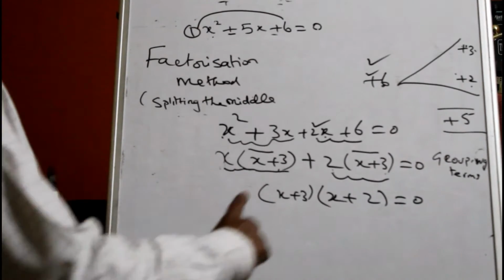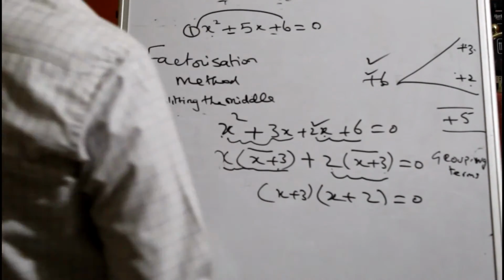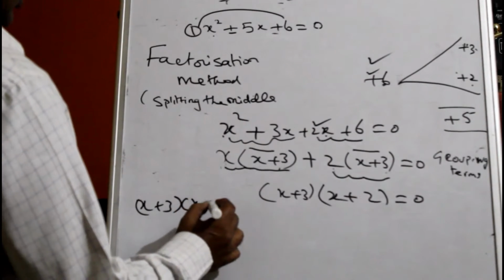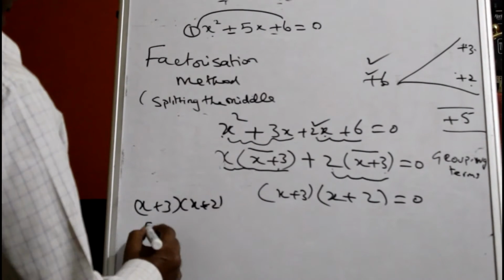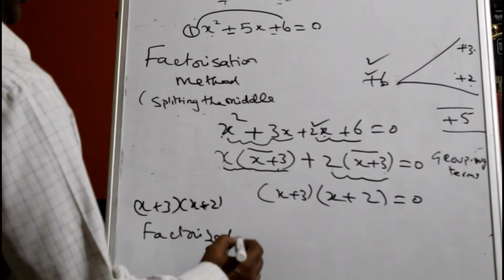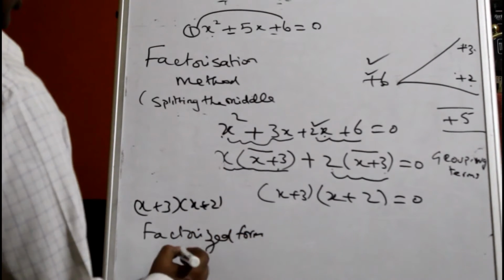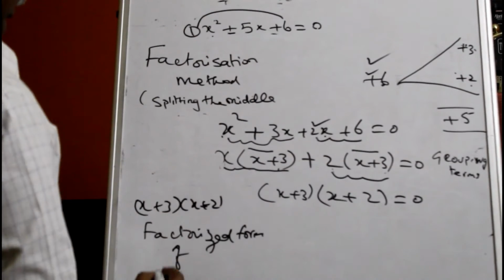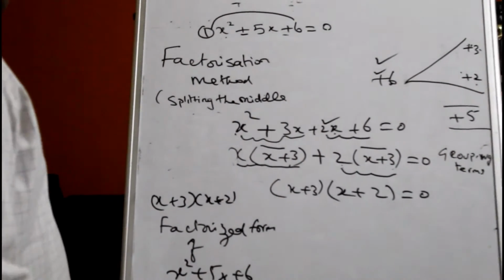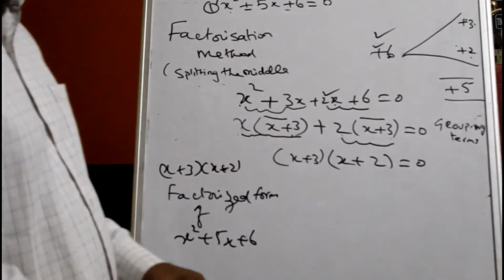If equal to is not there, it's called factorized form. Remember, x plus 3 into x plus 2 is called factorized form of this equation, x square plus 5x plus 6. For solving, you get equal to 0.